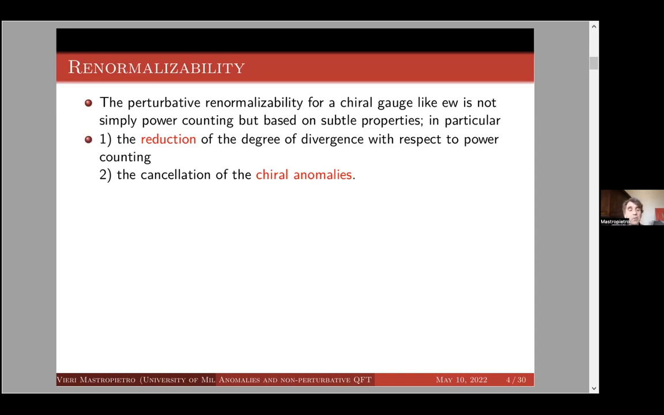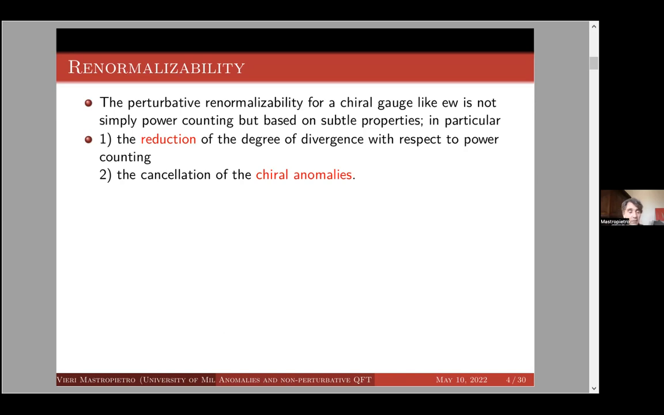I will say what I mean. The first is the reduction of the degree of divergence with respect to power counting. So in a gauge theory, renormalizability is not simply the superficial degree of divergence of the perturbative expansion. It's smaller. And then the cancellation of chiral anomalies. So you need these properties, which are essentially cancellations.